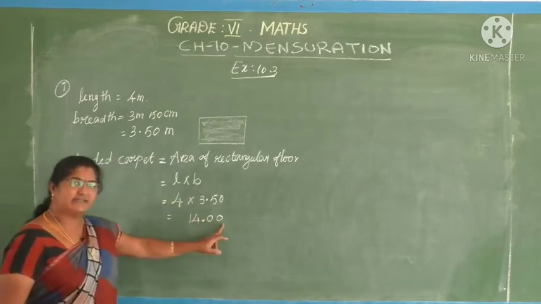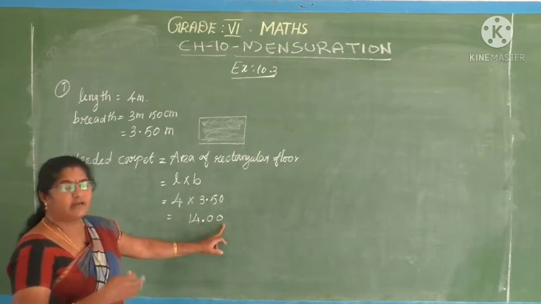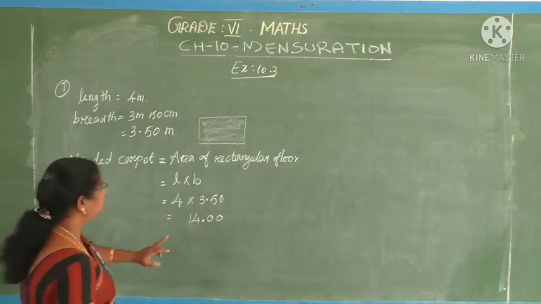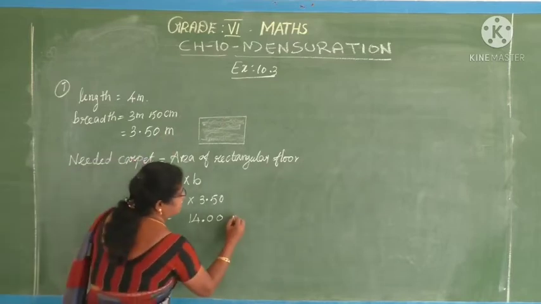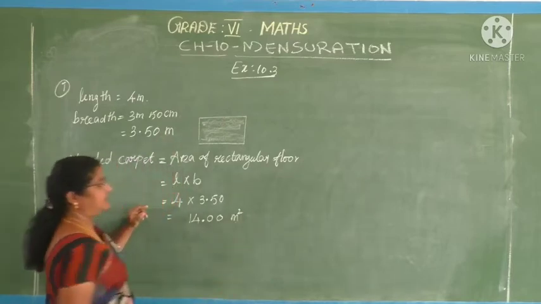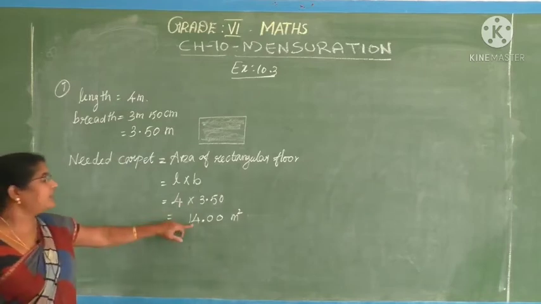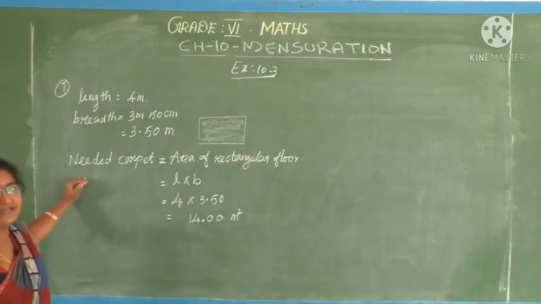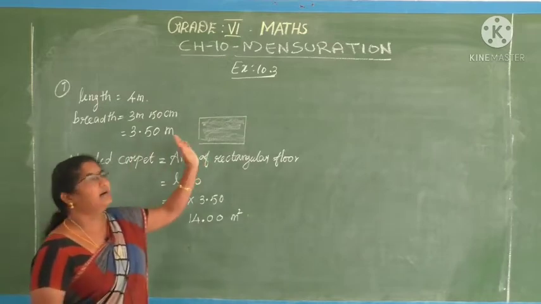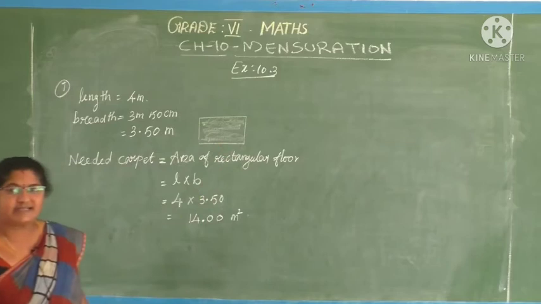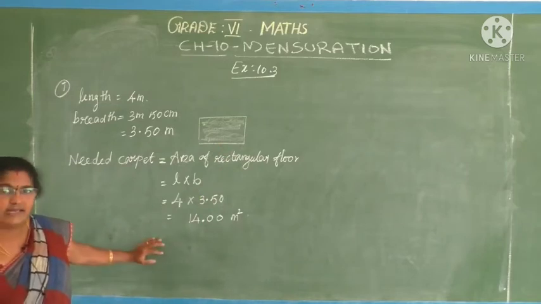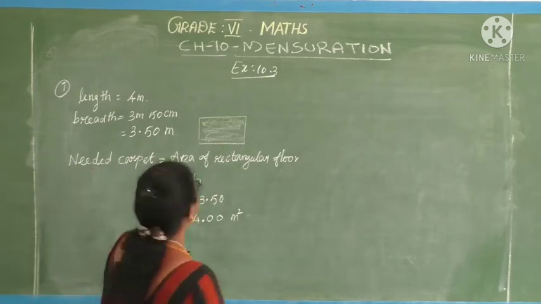14.00. After the decimal point there are zeros, which have no value. Then the unit is square meter, meter square. So 14 meter square of carpet is needed to cover the floor. Understand? Clear? Okay. Next.